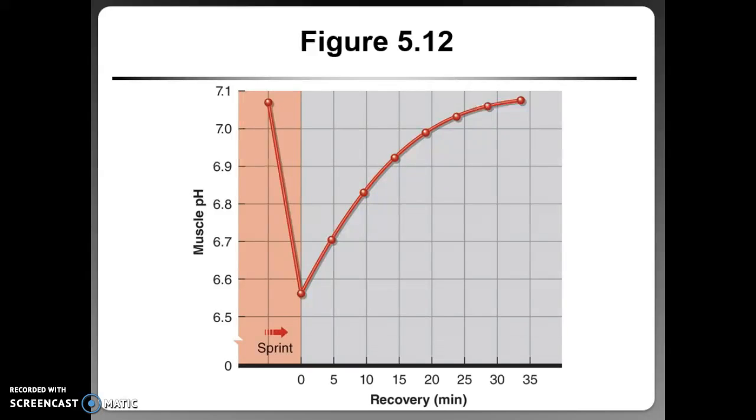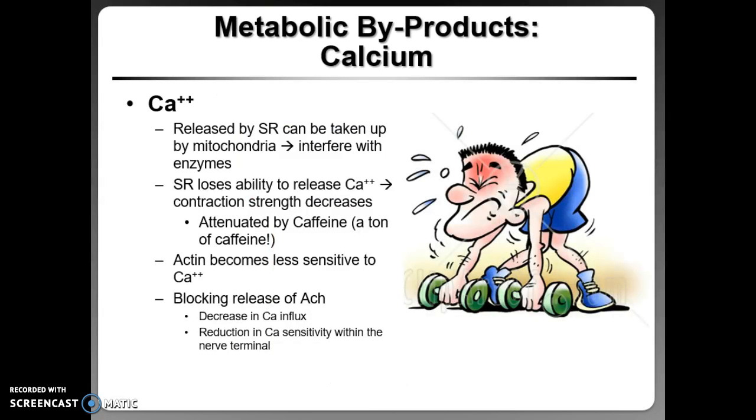So here's just to show you guys what muscle pH looks like if someone sprinted, and in terms of their recovery, it takes them about 35 minutes to recover their pH. With calcium as a metabolic byproduct, we know that it's released by the sarcoplasmic reticulum and can be taken up by the mitochondria. That free-flowing calcium within the muscle cell can actually interfere with certain enzymes, those glycogen enzymes.